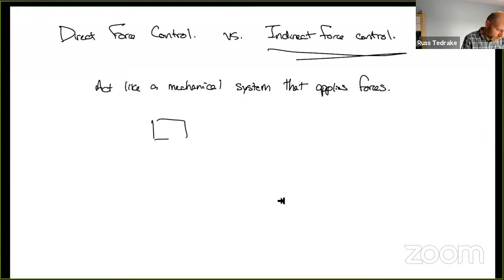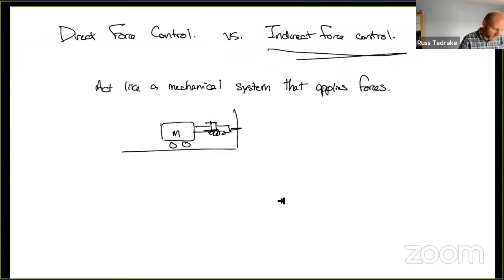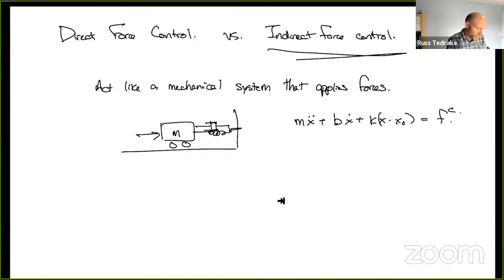If I were to have a simple, let me give it wheels to make it clear that we're not going to worry about the friction for a second here, I have a mass with a spring and a damper attached to some wall, for instance. This is a mechanical system. We know how to write its equations of motion, say maybe with some set points equals whatever. If I apply some force here, it might be some force like this. So if I were to push on this force, I think we understand everything about how this system is going to respond. It's going to respond like a nice mechanical system.